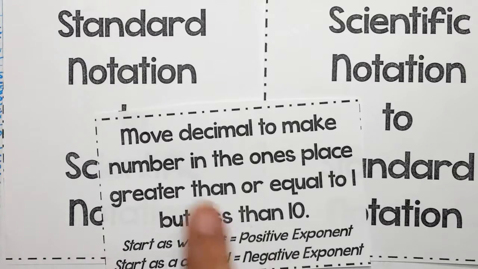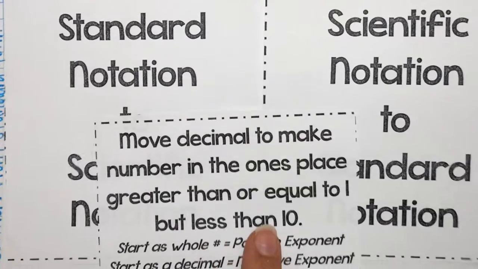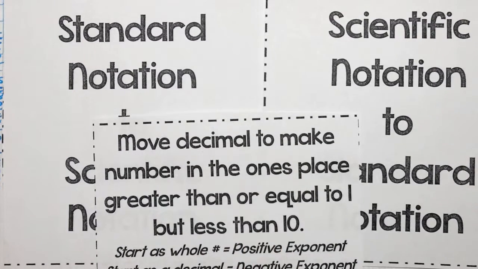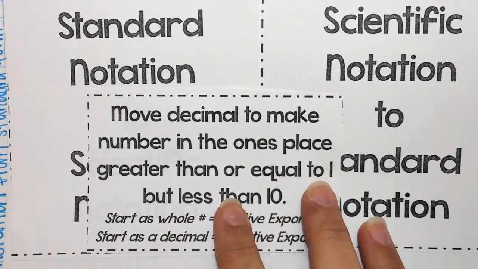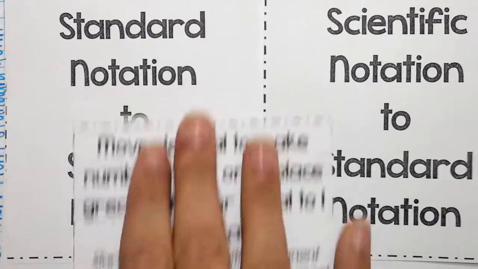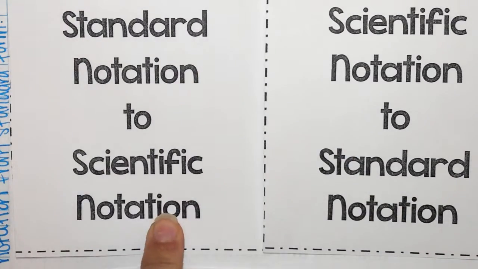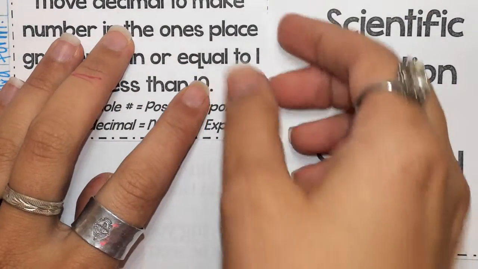Move the decimal place to make the number in the ones place greater than or equal to 1, but less than 10. So if we move the decimal to make the number in the ones place greater than or equal to 1 but less than 10, is that scientific or standard? That's going from standard to scientific? It is. So we're going to glue this over here. Standard to scientific.